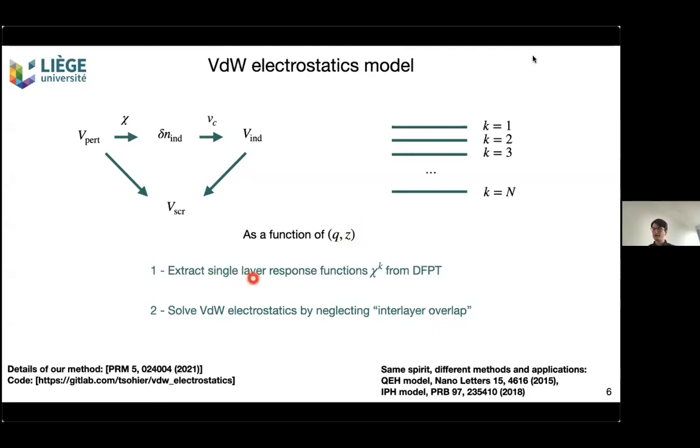First, we need to extract single layer response functions chi, that give the charge density response as a function of the potential perturbation for each layer from density functional perturbation theory. And then we solve our entire system by doing some approximation that comes down to neglecting the overlap of wave functions or of densities between layers.